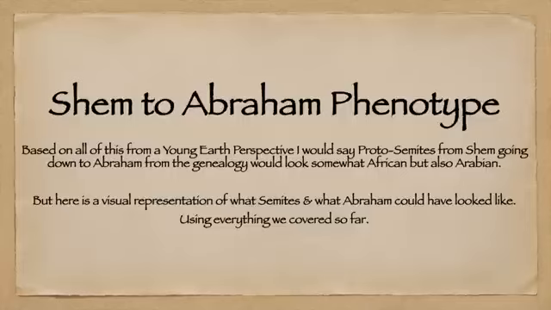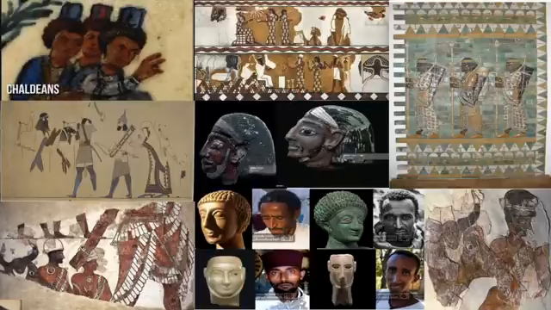Based on all of this from a young Earth perspective, and technically you can even use this for an old Earth perspective, but based on a young Earth perspective, I would say that Proto-Semites from Shem going down the line to Abraham from the genealogy would have looked somewhat African, but also Arabian. Here is a visual representation of what Semites and what Abraham could have looked like using everything we covered. Here's basically the summary. This is how Abraham and early Semites could have looked. Everything on one nice image.